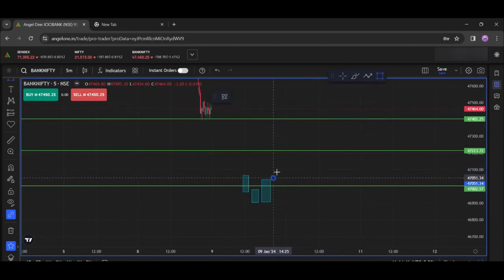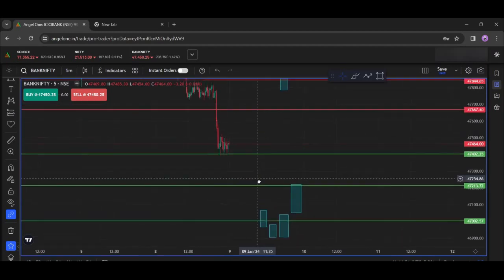So you might be wondering, what should you be doing if the market opens with a huge gap up or a gap down? Should you be taking a trade on that particular day, or should you take a trade towards the gap up or the gap down side, or against the gap up or the gap down side?